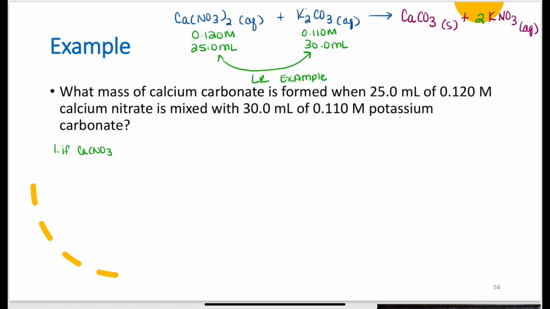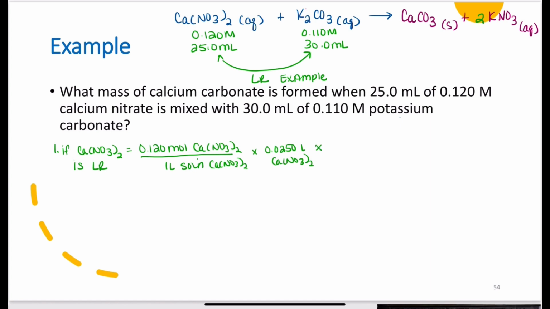If calcium nitrate is my limiting reactant, how much product can I make? I want to know calcium carbonate formed. That's the product I'm interested in, so that's what I'm going to calculate too. I have 0.120 moles calcium nitrate per 1 liter of solution of calcium nitrate. I have 25 mils of that solution, 0.0250 liters of calcium nitrate.